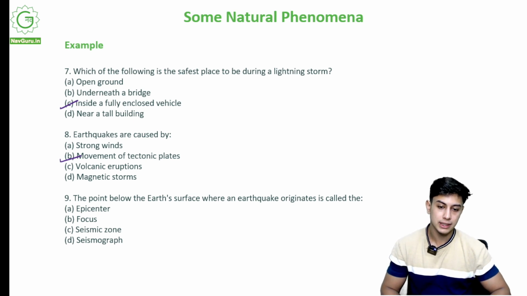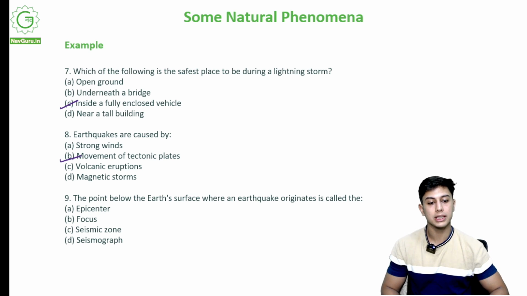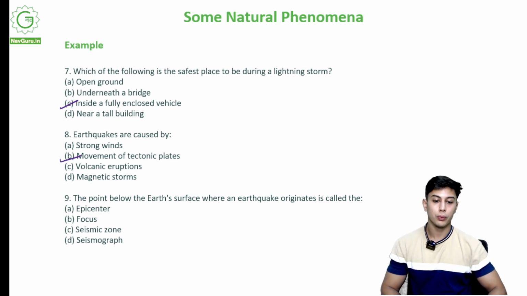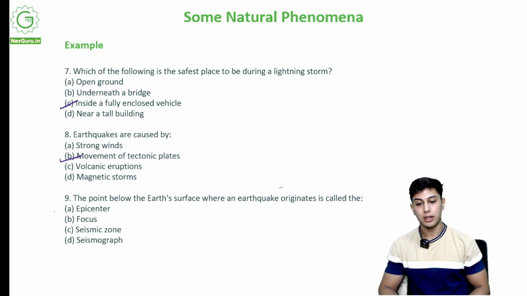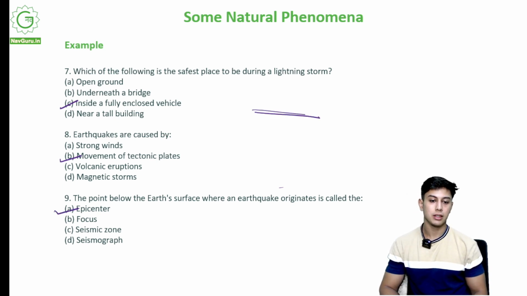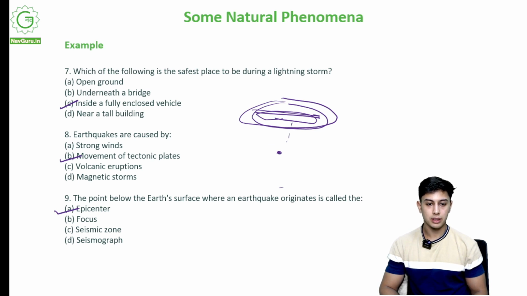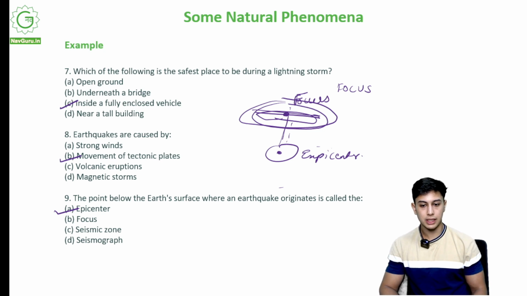Volcanic eruptions cause eruptions and earthquakes, but movement of tectonic plates is what really causes earthquakes majorly. So we say movement of tectonic plates. The point below the Earth's surface where an earthquake originates is called what? It's called the epicenter. So supposedly, over this surface there is an earthquake coming. Under this will be the point, the epicenter, and on the surface, the point just above the epicenter will be the focus. F-O-C-U-S. On the surface it is the focus, under the surface it is the epicenter.